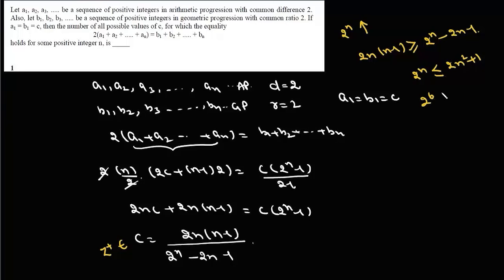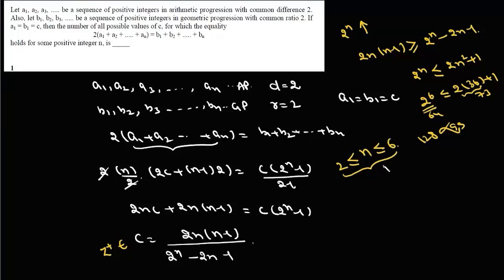So 2 to the power 6 is less than 2 into 36 plus 1: this is 64, and this is 73, this is true. Now 2 to the power 7 is 128, and this is 2 into 49, 98 plus 1, 99. So n should be less than or equal to 6, and clearly n should be greater than 1. So n can take values between 2 and 6. Now in between 2 and 6, we need to find the values of n for which we will get c as a positive integer.